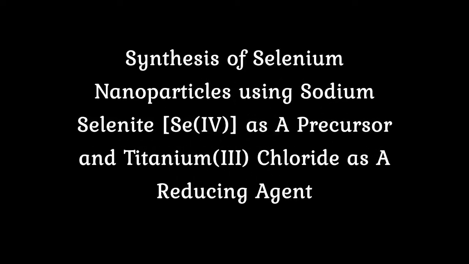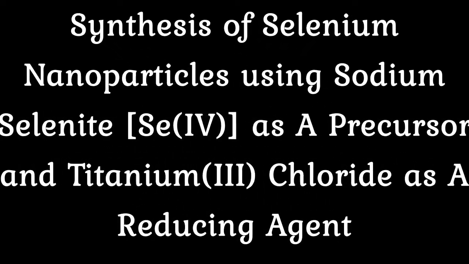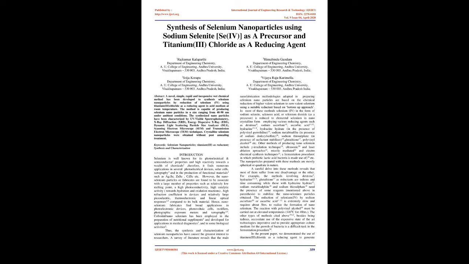Synthesis of selenium nanoparticles using sodium selenite Se(IV) as a precursor and titanium(III) chloride as a reducing agent. Abstract: a novel, simple, rapid and inexpensive wet chemical method has been developed to synthesize selenium nanoparticles by reduction of selenium(IV) using titanium(III) chloride as a reducing agent in acid medium at room temperature. The method is capable of producing selenium nanoparticles in a size ranging from 40 to 90 nanometers under ambient conditions.